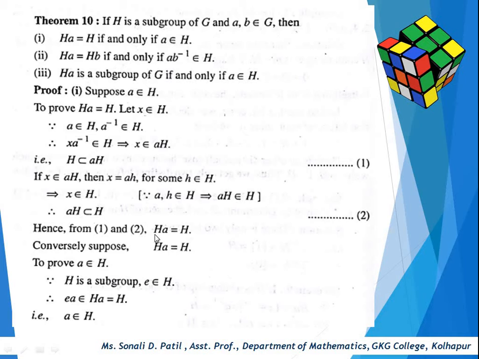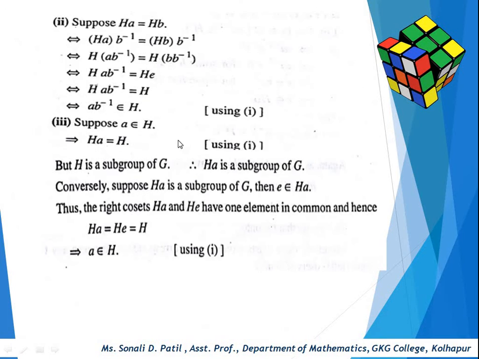Hence from 1 and 2 we get Ha is equal to H. Now conversely, suppose Ha is equal to H. To prove a belongs to H, we know H is a subgroup, so it contains the identity element, so e belongs to H. Therefore a belongs to Ha, which is equal to H, so a belongs to H.